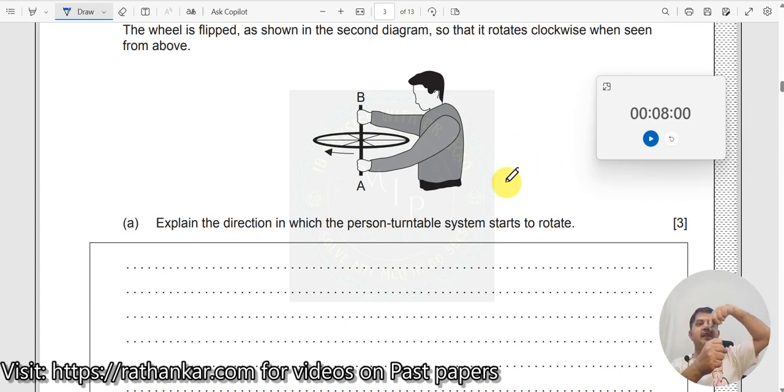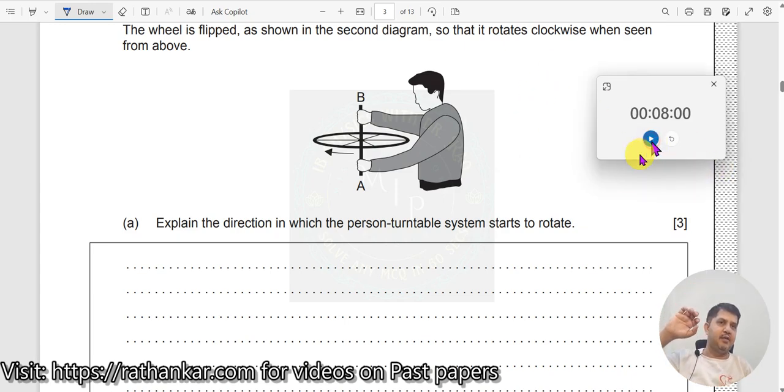Initially it is rotating like this. When you flip it, it will rotate like this. Explain the direction in which the person-turntable system turns to rotate.